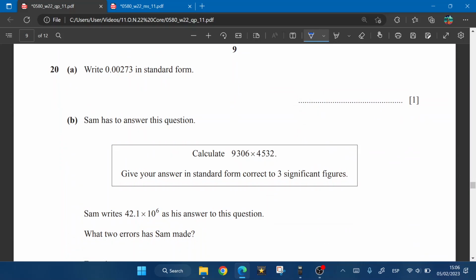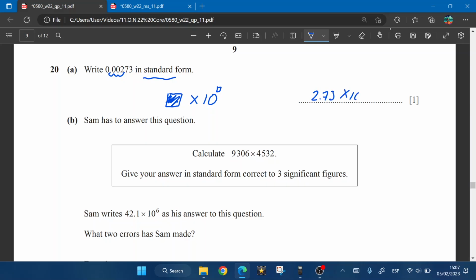Question 20, writing something in standard form. Standard form is always a number that cannot be smaller than 1 or bigger than 10. So it needs to be 1 point something or 9 point something or 5 point something times 10 to the power of something. That's standard form, meaning when you take this decimal point and move it 1, 2, 3 spaces so that this number here is 2.73.